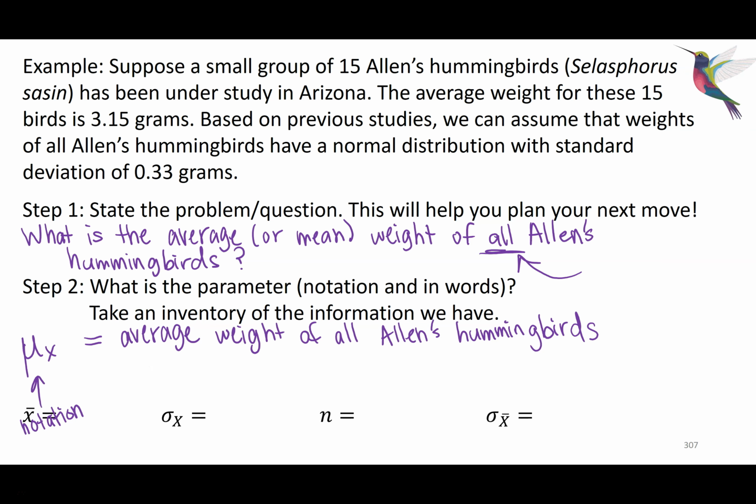And for my inventory, I'm going to record what I do know here. So I had a sample of 15 birds. In that sample, the average was 3.15 grams. The standard deviation for the population was 0.33 grams. And I can set up the standard deviation of the sampling distribution of x bar. It's going to be that 0.33 over the square root of 15.